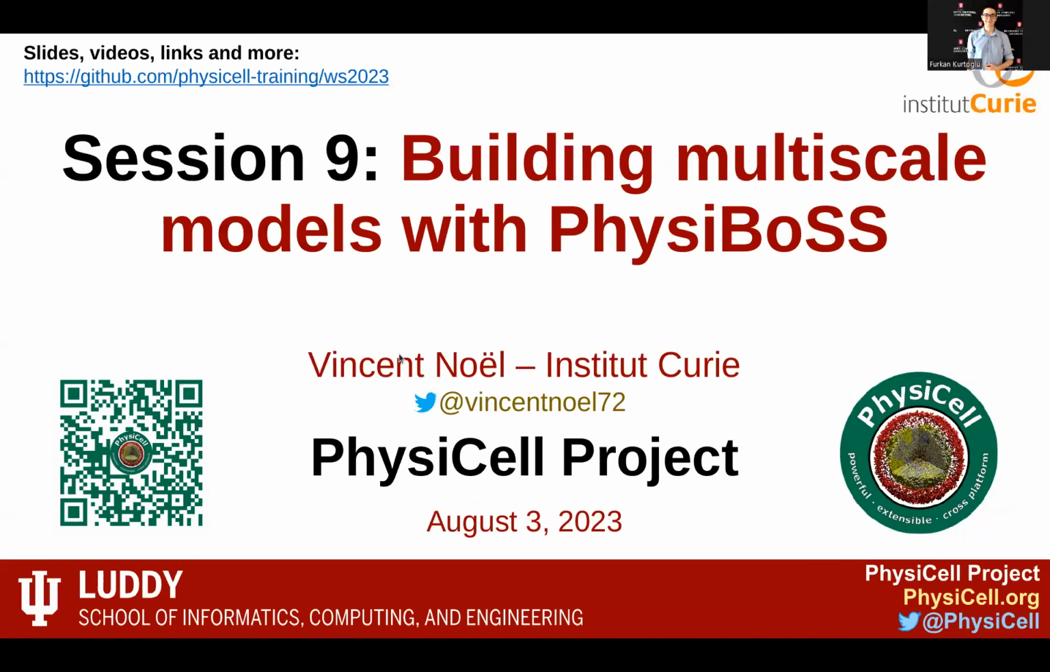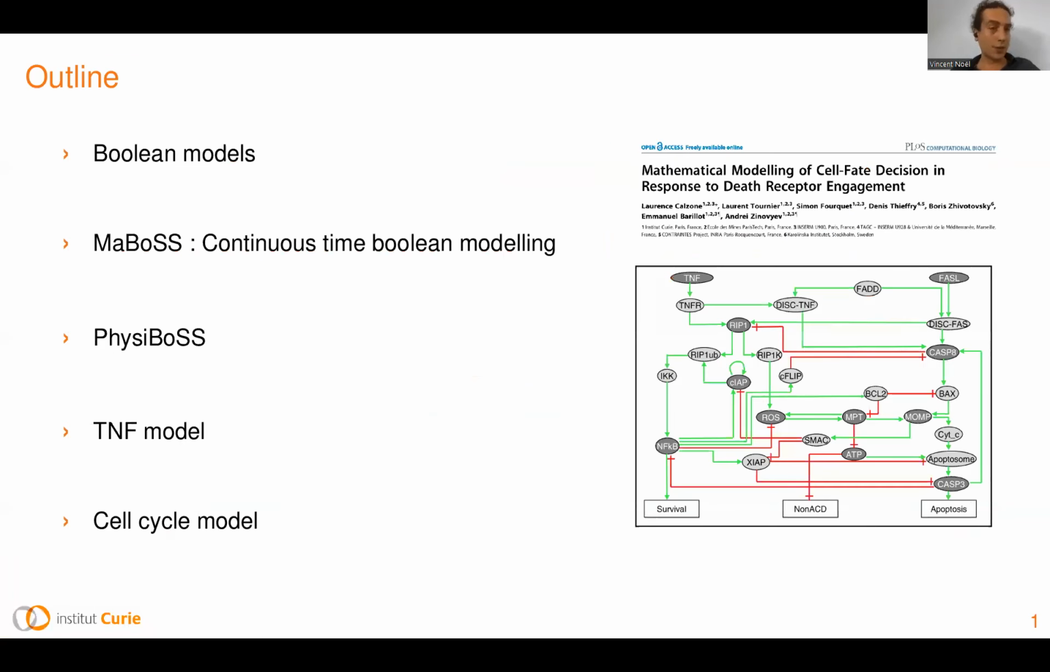Perfect. Okay, so welcome everyone. Today I'm going to talk to you about how to build a multi-scale model with PhysiBoSS, and I will try to go step by step, explaining with a concrete example how we do this. First, I will have to introduce you a bit more to Boolean models, which I didn't introduce in the previous session, to go deeper into the details of what we can do with a Boolean model, again with a specific example on cell fate decision.